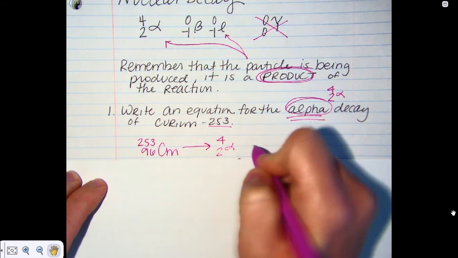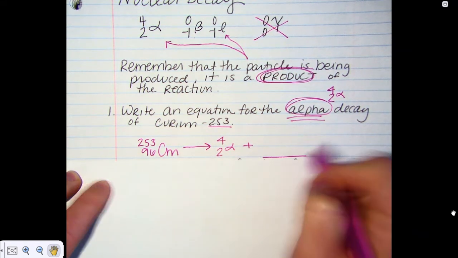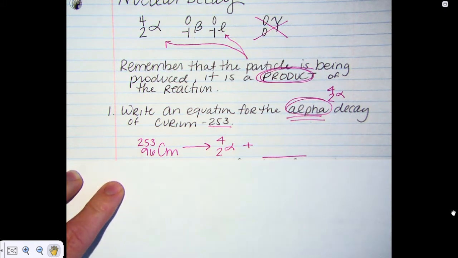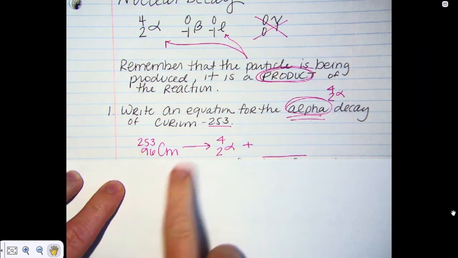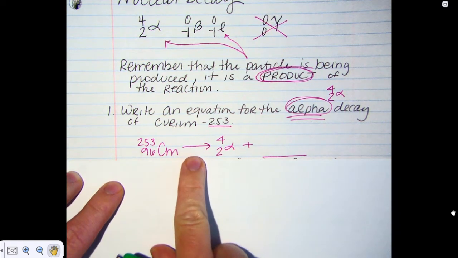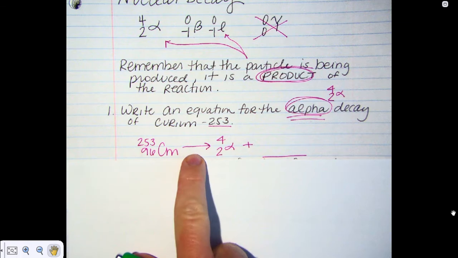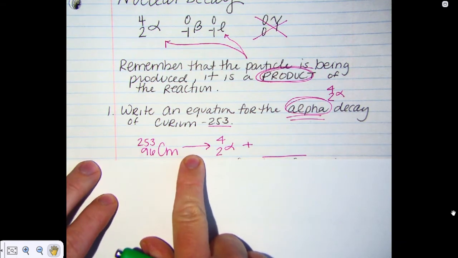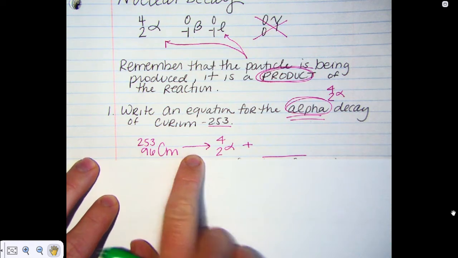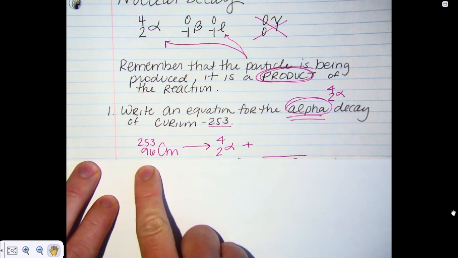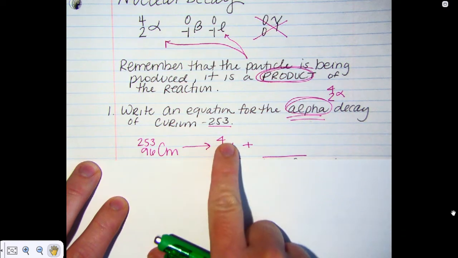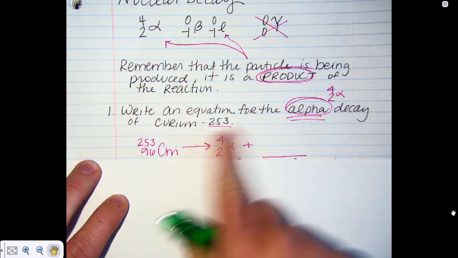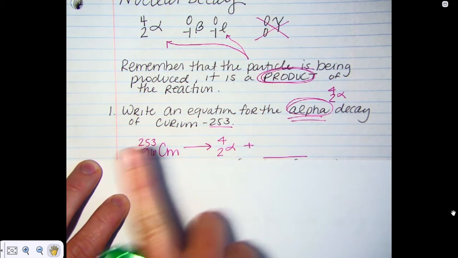4/2 the fish plus, really, I just need to figure out what goes in this missing piece. Just like any other mathematical equation, right? If you think about this arrow like it's an equal sign, but don't write an equal sign, it's for sure an arrow. But if you think about it like an equal sign, all the numbers have to be equal. So I have 253 and 96 on this side. I have 4 and 2 on this side. I need to know what I have to add here so that the sum of the particles here equals this.